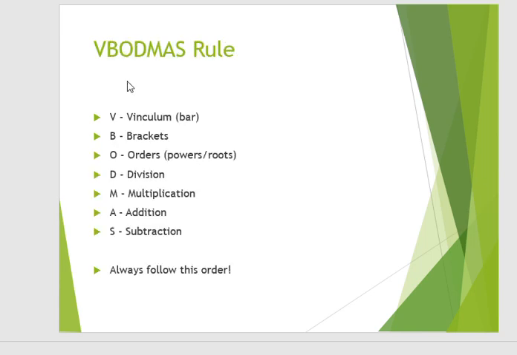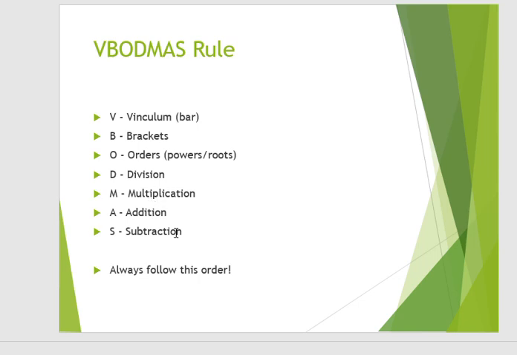If we see here, in VBODMAS, V stands for Vinculum. It means it is a bar, or something that is highlighted. It even has priority over brackets. So second comes what is within the brackets. Then we have order. Now division and multiplication have the same priority, but we start from the left-hand side.